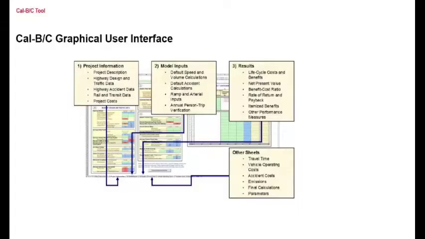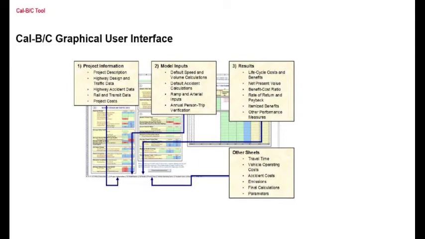So this is the user interface as it's set up for CalBC, and this is very common across all the models. It's set up to be a 1, 2, 3 process. So 1, you enter in your project information about the specific project. In the background, the model, it's all linked formulas. It calculates what it will use as the inputs to the benefit cost calculation. And those are presented on the second page, which is the model inputs page.